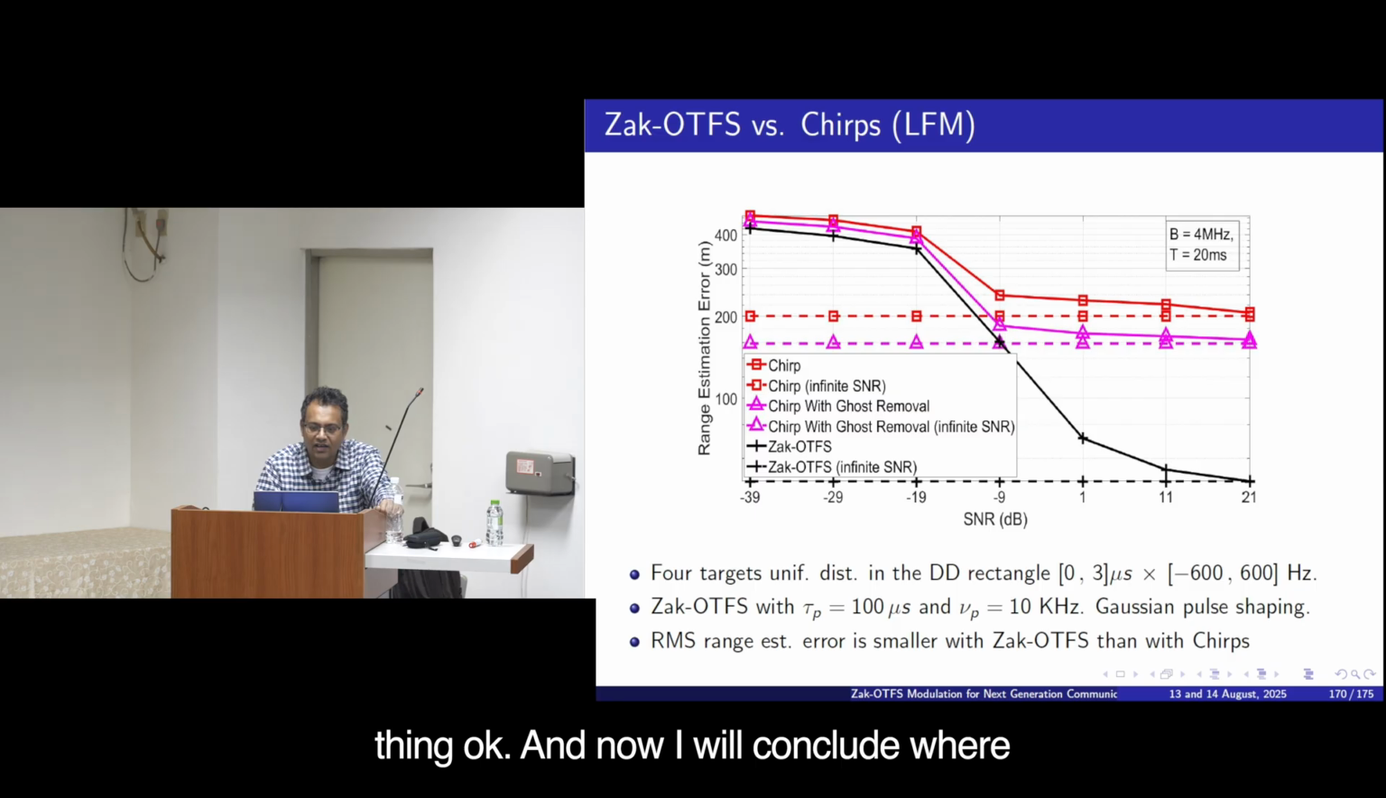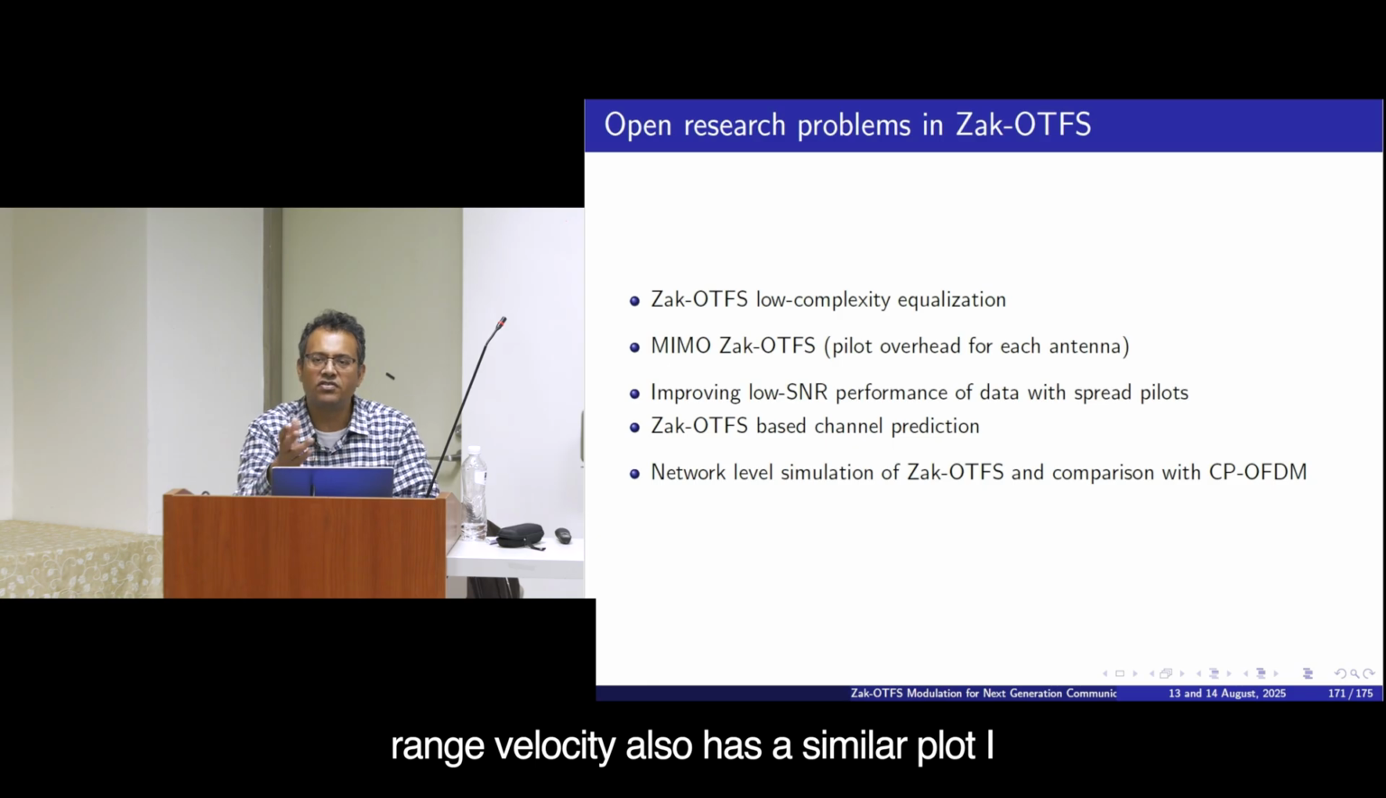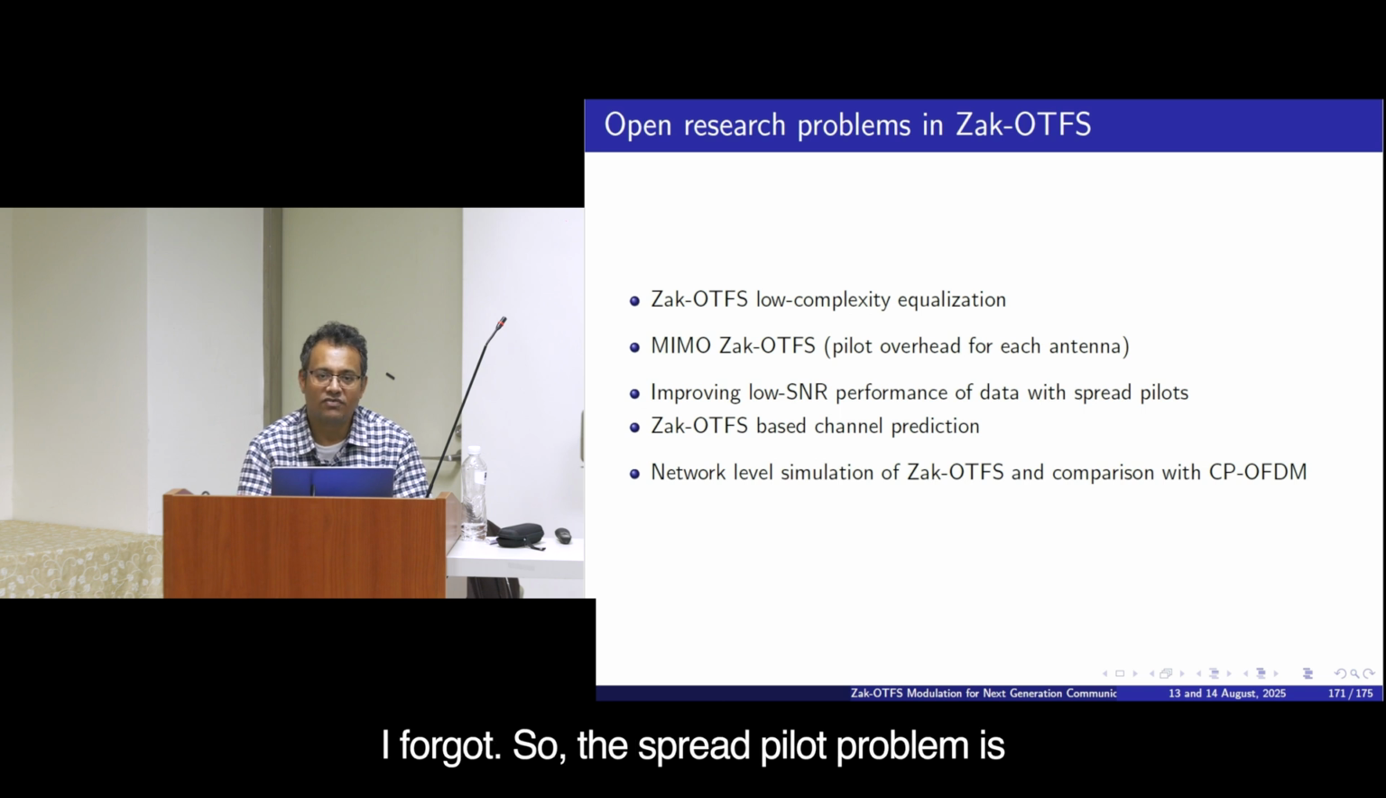Okay. And now I will conclude. Where is velocity? I think I only showed range. Velocity also has a similar plot. I wanted to add this problem of spread pilot, I forgot.